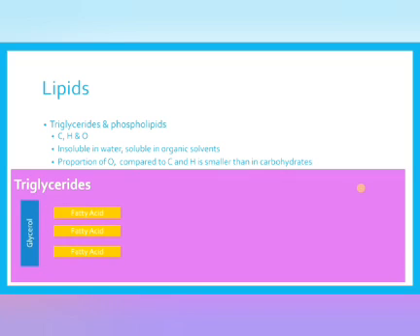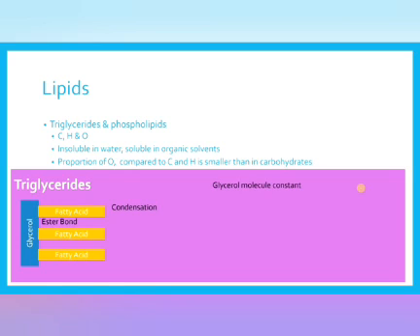So first of all, we'll talk about triglycerides. So triglycerides consist of one glycerol molecule bonded to 3 fatty acid molecules. This is a condensation reaction, so again water is released, and it forms an ester bond between the glycerol and the fatty acid. So we end up with 3 ester bonds forming. The glycerol molecule is constant, so this doesn't change depending on the triglyceride. The fatty acids on the other hand do change. So fatty acids can be saturated, which means they contain no carbon-carbon double bonds, or unsaturated, which means they do contain carbon-carbon double bonds. Also, the length of the fatty acid chain can also change.